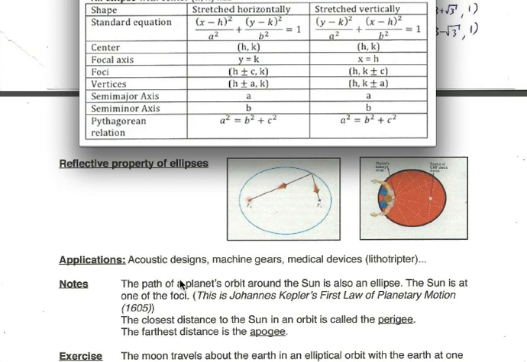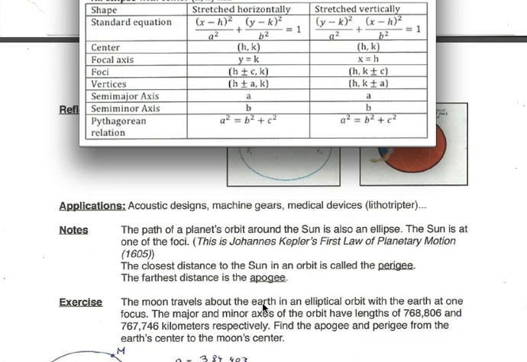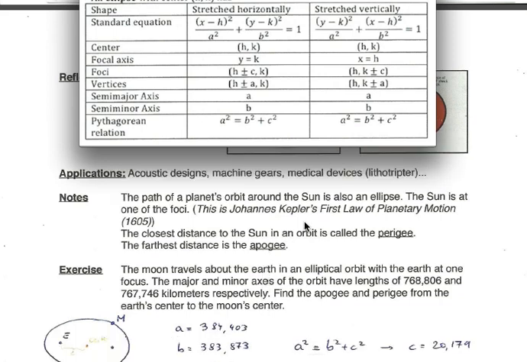There are applications in acoustic designs, machine gears, and medical devices. Also, paths of planets are elliptical. So the path of a planet's orbit around the Sun is also an ellipse. The Sun is at one of the foci. This is important to know. The Sun is at one of the foci. The closest distance to the Sun in an orbit is called the perigee, and the furthest distance is the apogee.